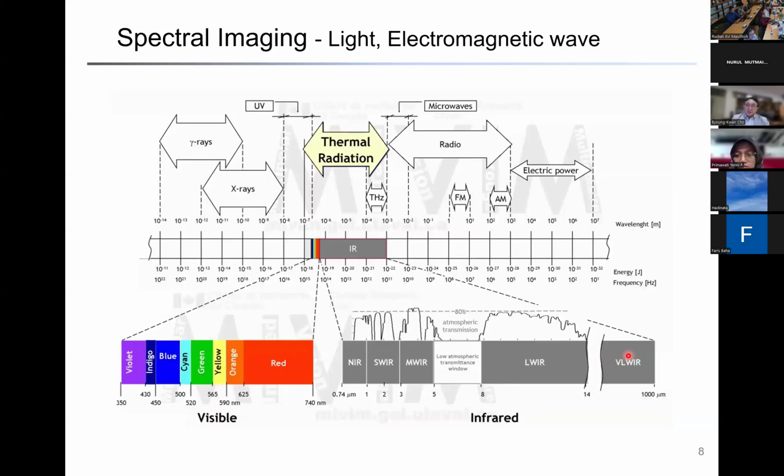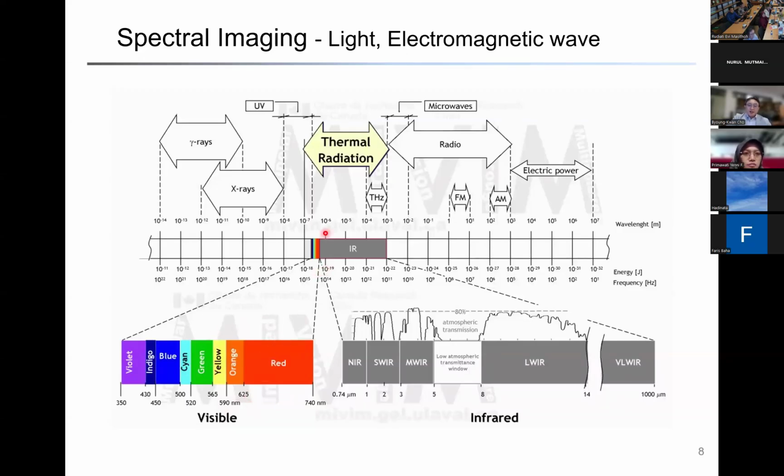Okay, spectral images mostly use light information. Light, in other words, electromagnetic wave. Electromagnetic waves have a huge wave range. When we think about the visible range, it's a very small region here. The wavelength is about from 350 to 740 nanometers. In that range, we can see the color. That is the visible range.